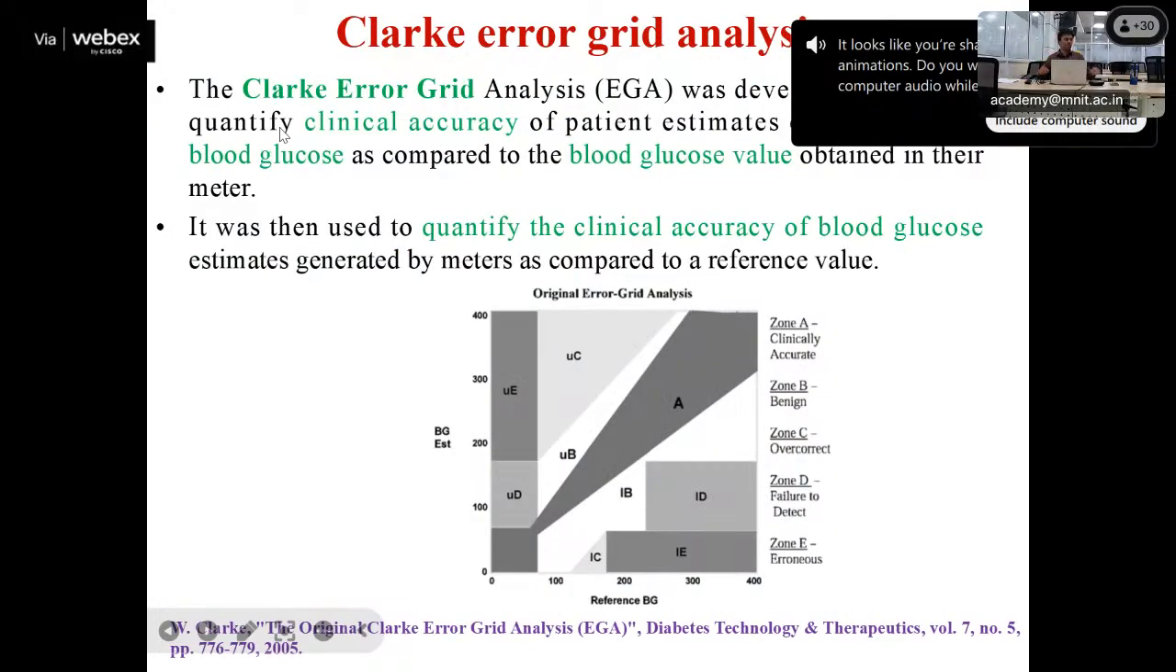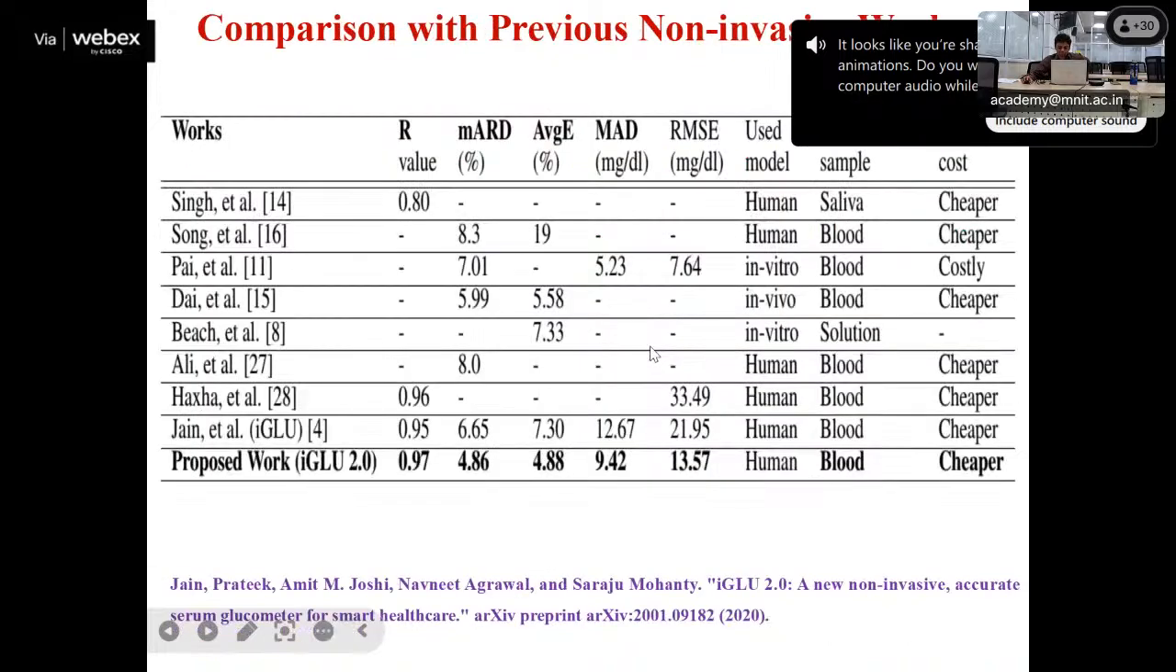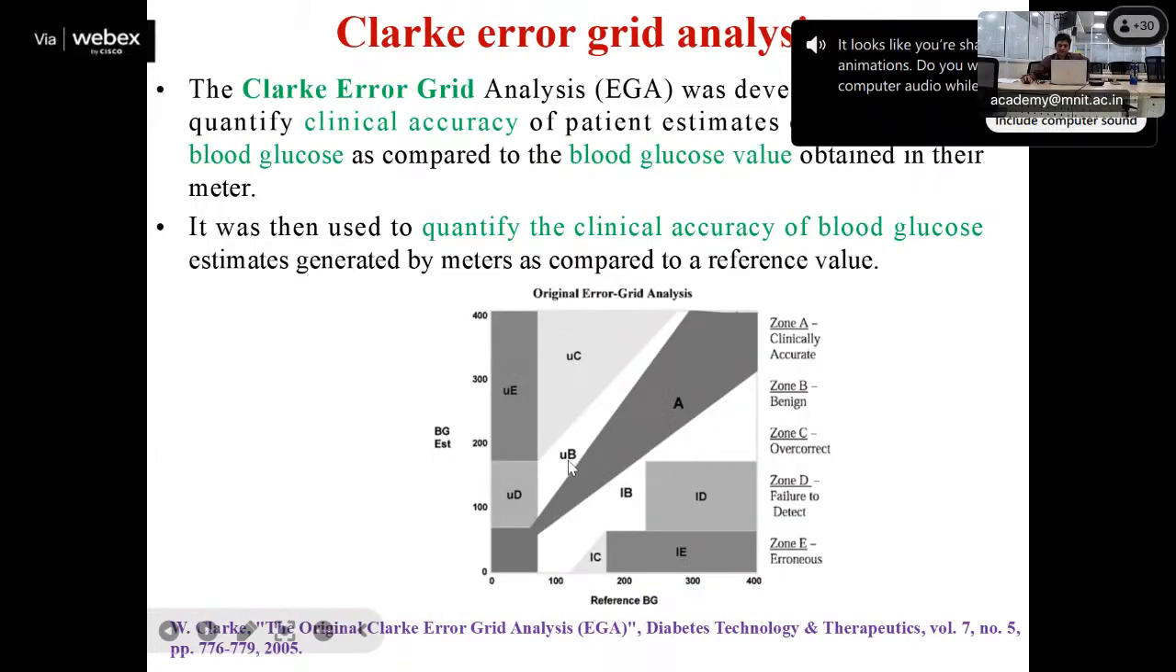Now, whenever you develop a glucometer, you need to compare that result with the Clarke error grid analysis. Clarke error grid analysis, you can consider a benchmark which helps us validate our device against the clinical standard. If you observe, there is a zone A in the middle, then there is an upper B and lower B, that is UB and LB, being defined. Similarly, UC and LC.